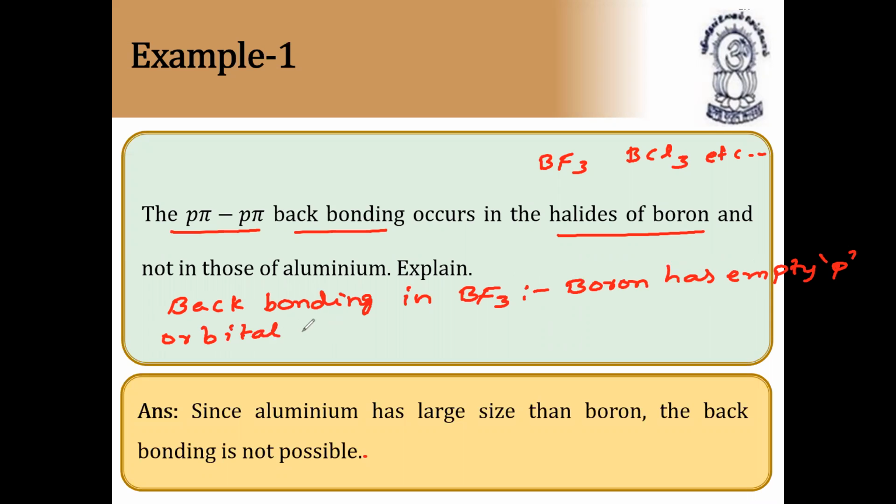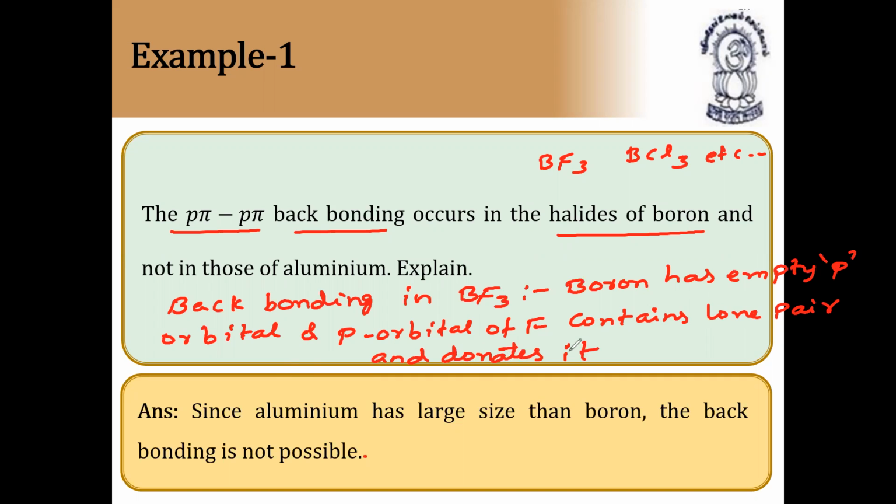The p orbital of fluorine contains a lone pair, and hence boron acts as a Lewis acid and fluorine acts as a Lewis base. Fluorine donates its lone pair to boron, and this bonding is called back bonding.